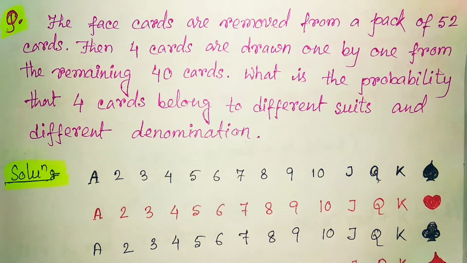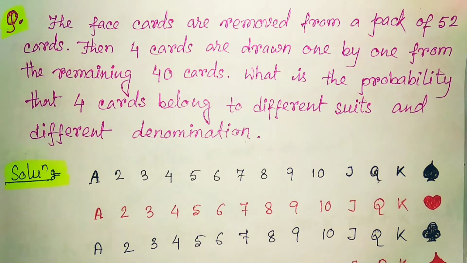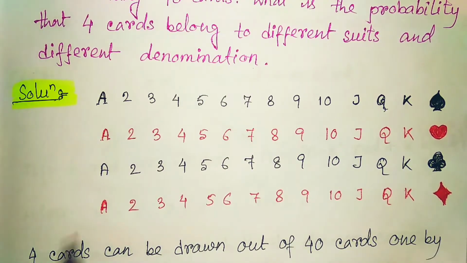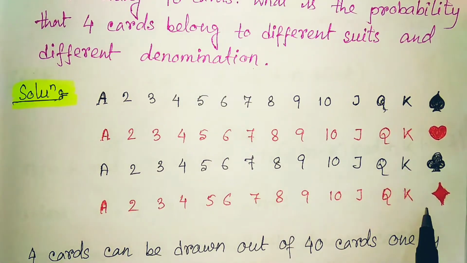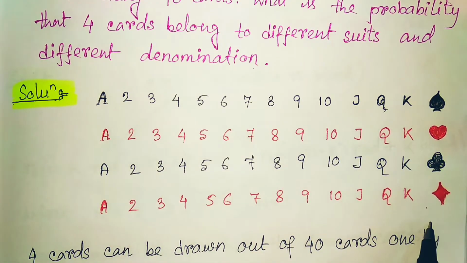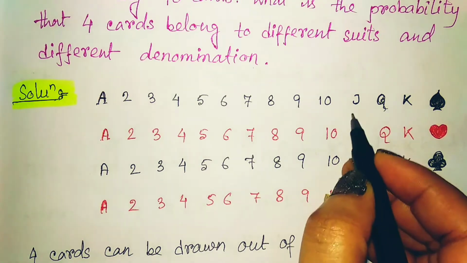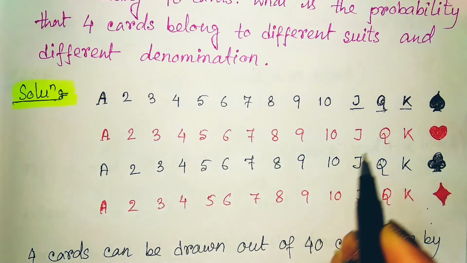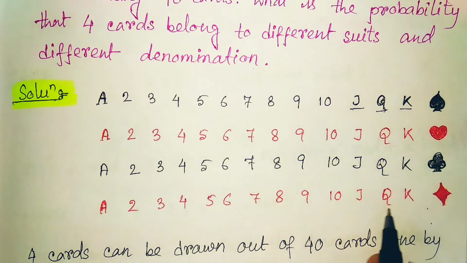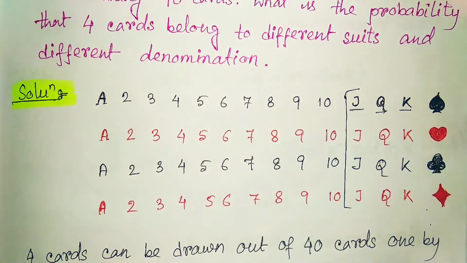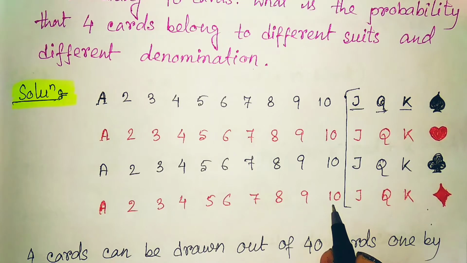So what is the problem given? Any pack of 52 cards means, I hope you know, that in a deck of 52 cards there are 4 types of suits and there are a total of 13 cards, A to K, for each suit. Now face cards are J, Q and K. These are the face cards. If these cards are removed from all suits, then this portion will be removed. So after removal of these, the remaining are 40 cards we have.